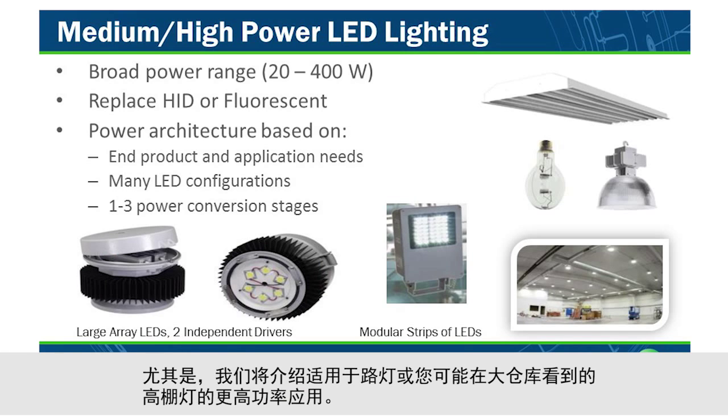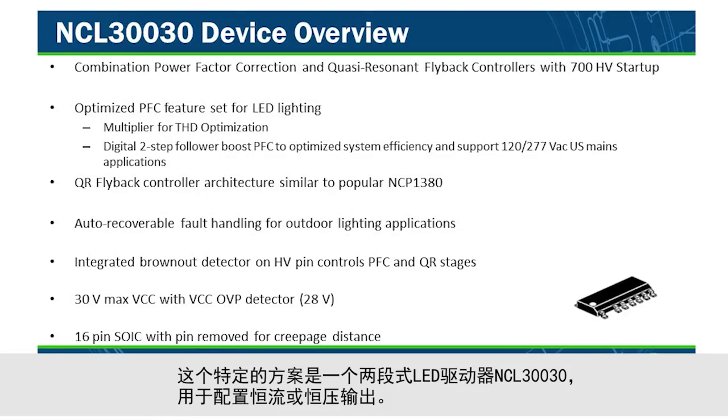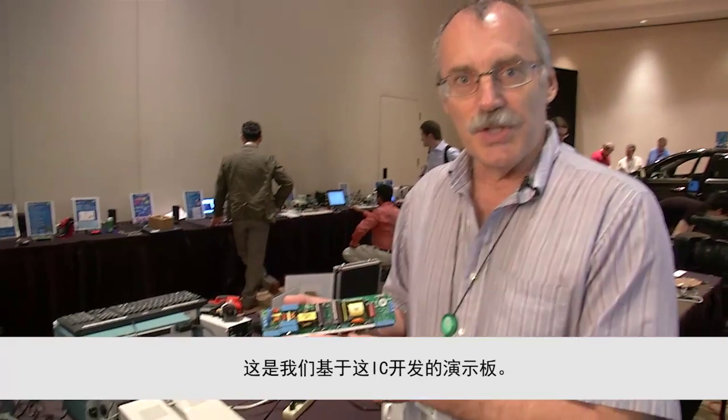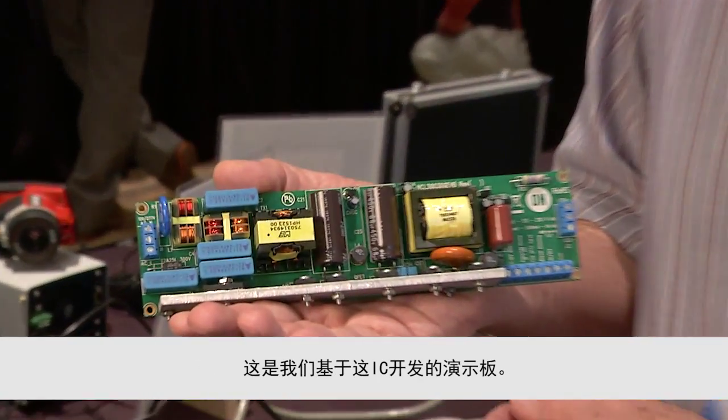I'm an applications engineer at ON Semiconductor, and today I'd like to talk to you a little about LED lighting. In particular, we're going to be talking about higher power applications suitable for street lights or high bay lights, which you might find in a large warehouse. This particular solution is the NCL30030, which is a two-stage LED driver that is configurable for either constant voltage or constant current output. So here's a demonstration board that we've developed based on this IC.